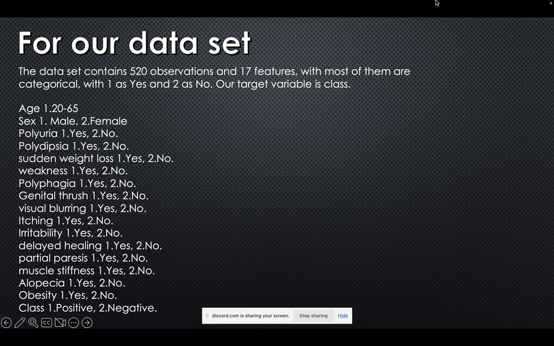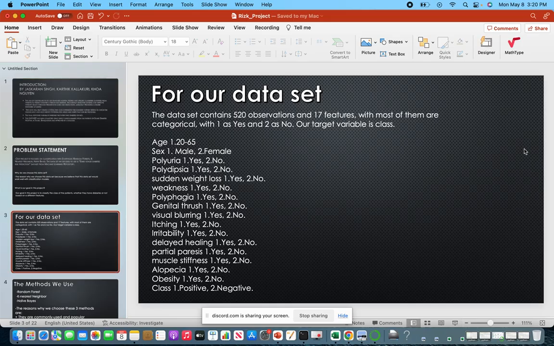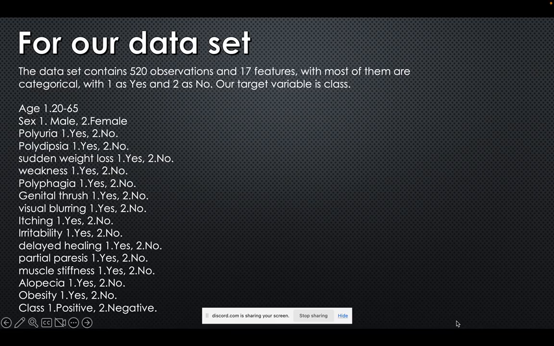So this is our data set. This data set contains 520 observations and 17 features, with most of them categorical, with one as yes, two as no. Our target variable is class, and these are all our variables that I can see.